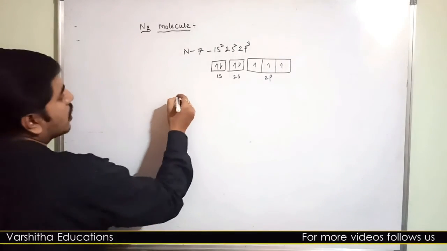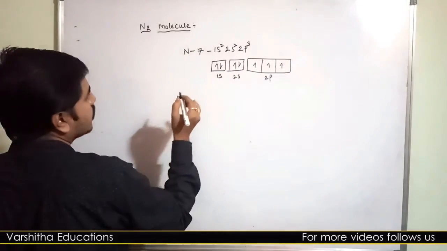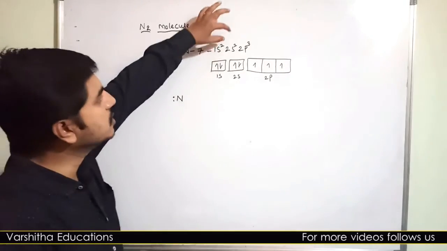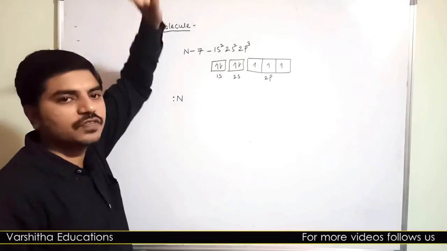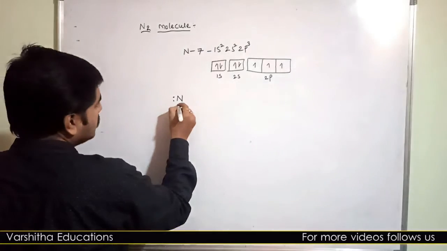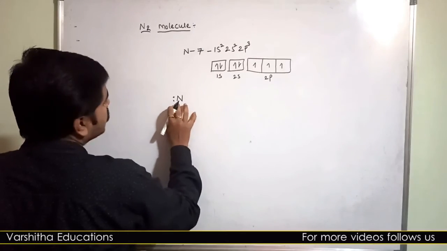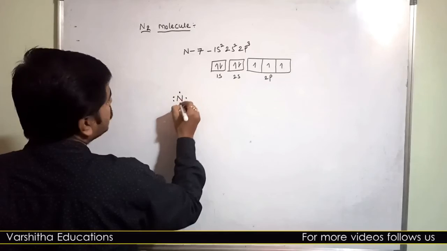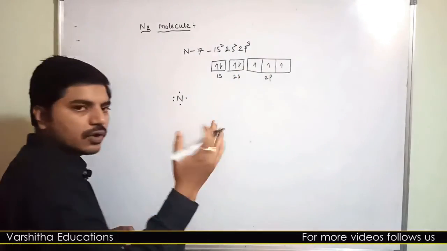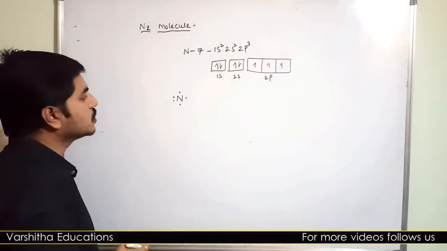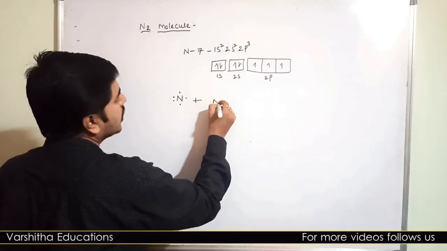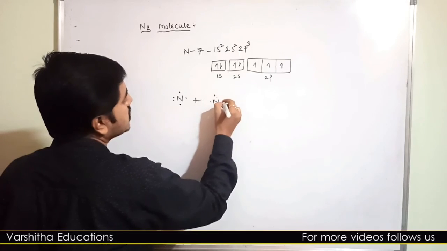So according to the Lewis dot structure, again I am going to show the valence shell. How many electrons will it contain? The second shell contains 5 electrons. That's why 2 are completed. So here there are 1, 2, 3 unpaired electrons. The 3 electrons are not paired, so I am going to draw them separately. And here one more nitrogen is also the same.